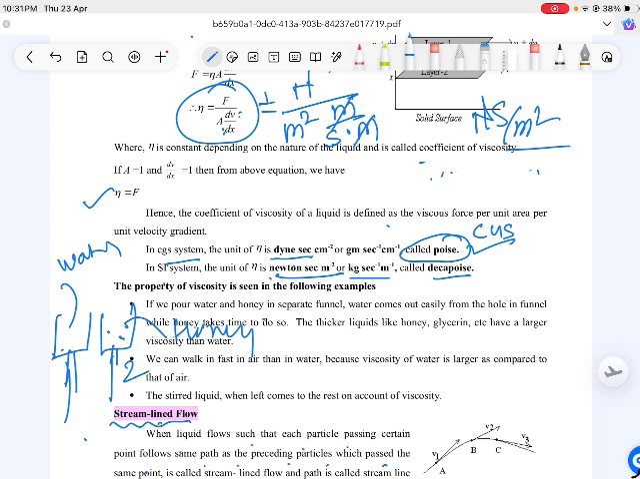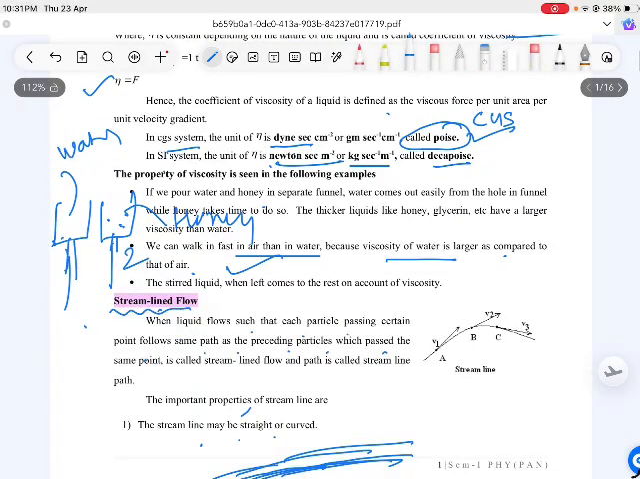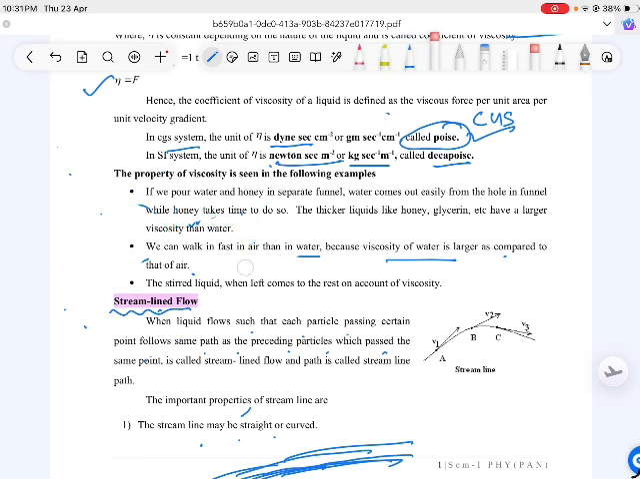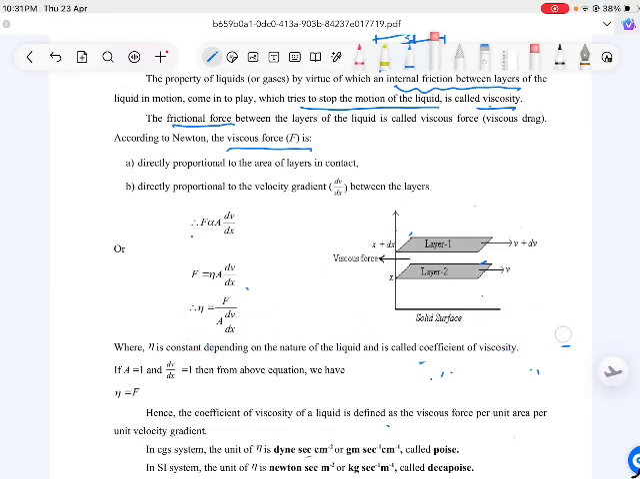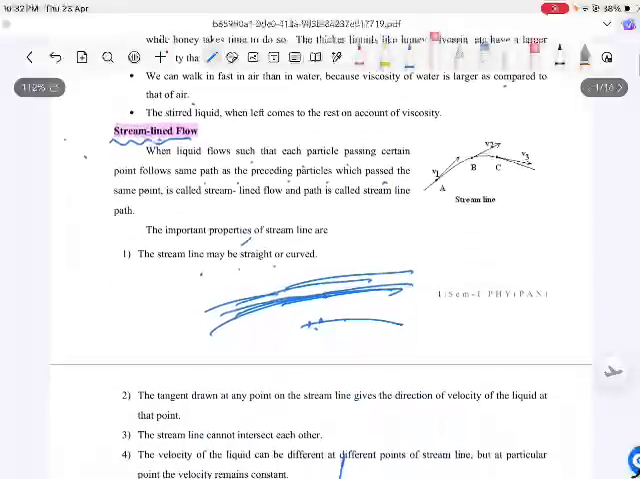We can walk faster in air than in water because the viscosity of water is larger as compared to that of air. There are a number of examples for explaining the concept of viscosity. So in this way, we have seen the coefficient of viscosity, its unit, its definition, and Newton's law for viscosity. According to Newton, the viscous force between two layers is proportional to the area and the velocity gradient, that is dV by dx.